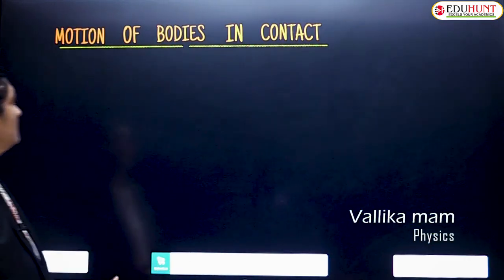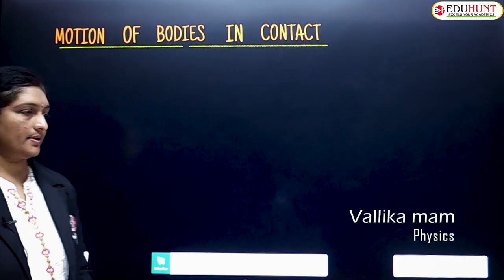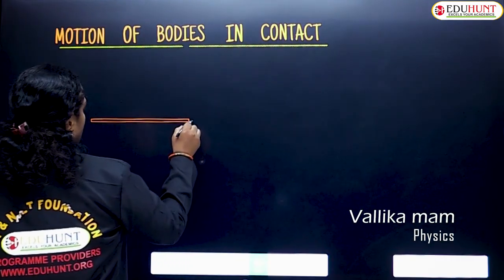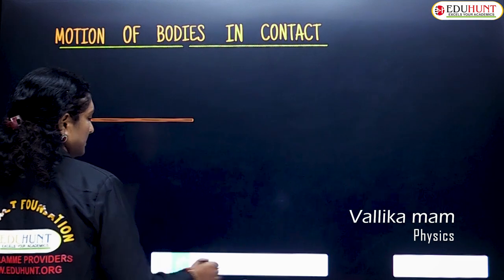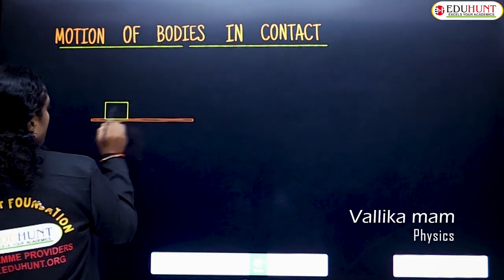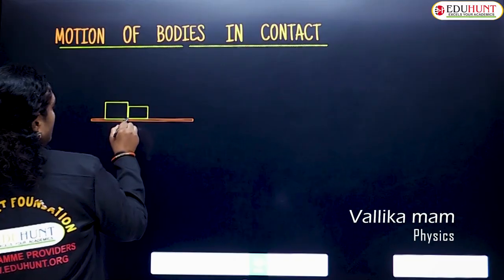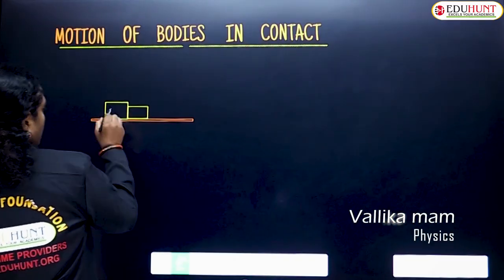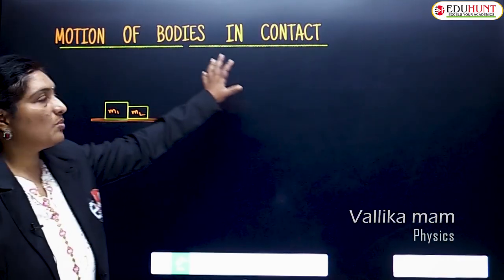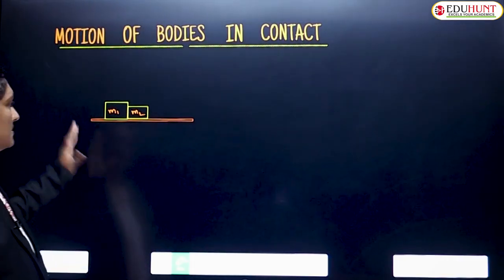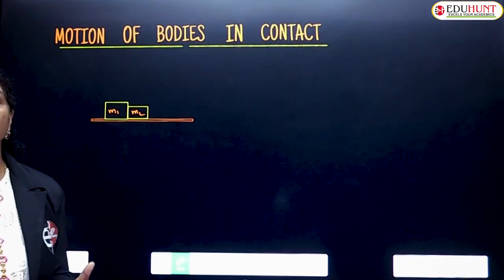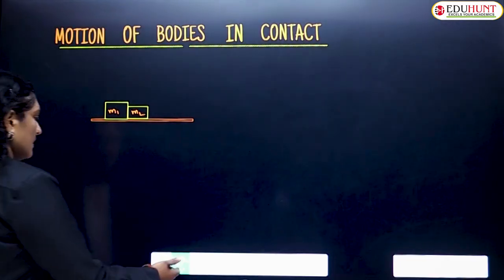So now let us consider the motion of bodies in contact. For this, let us assume that on a smooth horizontal surface, two blocks of masses, say M1 and M2, are lying in contact. This is M1 and here it is M2. So in order to understand the motion of bodies in contact, let us consider a smooth horizontal surface on which two blocks of masses M1 and M2 are kept in contact.